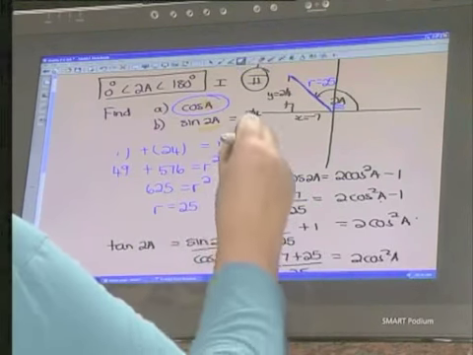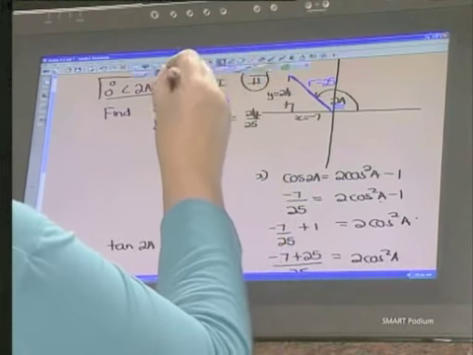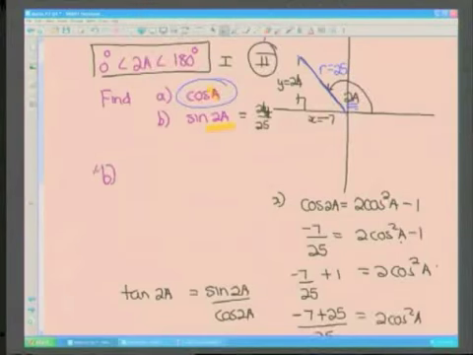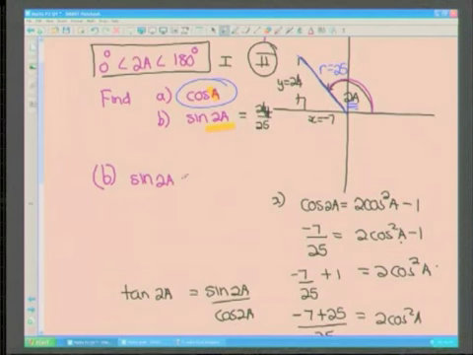I did do it earlier on, but let's just put it over here. The B1 is the sine of 2A. And this one, we don't need to worry about anything. We've already got 2A. And our sine is our Y value over our R value.